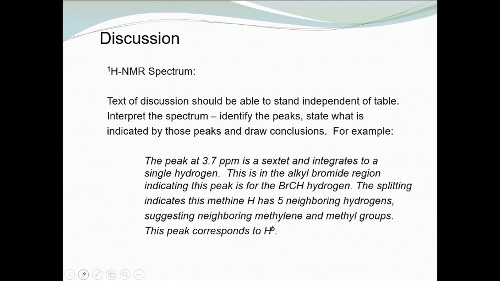Then tell me what that means. 3.7 ppm is in the alkylbromide region, indicating this peak is the CH attached to the bromine. The splitting of a sextet means there are 5 neighboring hydrogens. That would suggest a methylene, or CH2, and a methyl, CH3 groups bonded to it. And then the conclusion, this peak corresponds to hydrogen B. And do that for each row.